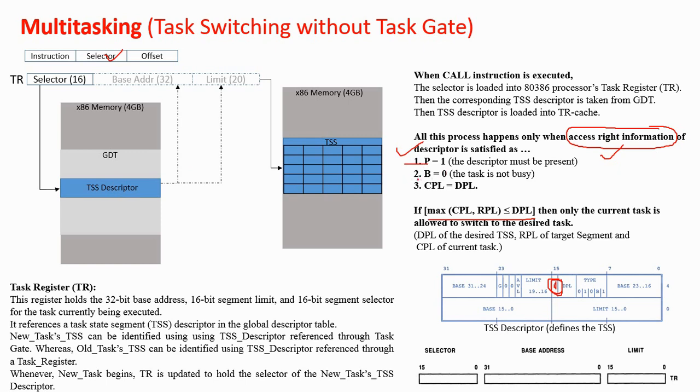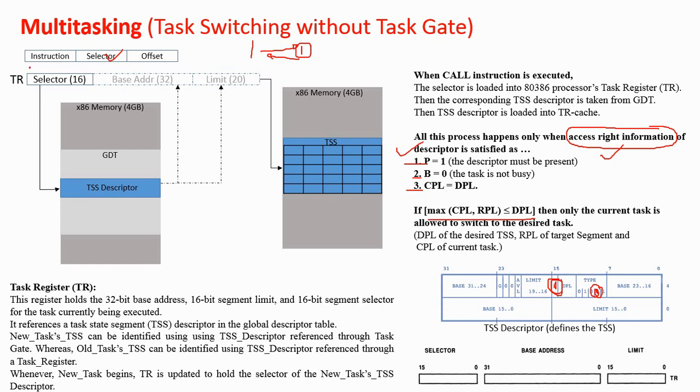Then the second one, the called task, and this is the main task and this is the called task. This task should not be busy, therefore this B bit should be 0. It means that the task is not busy. If the task is not busy, then the task can be switched, and the CPL must be equal to DPL.